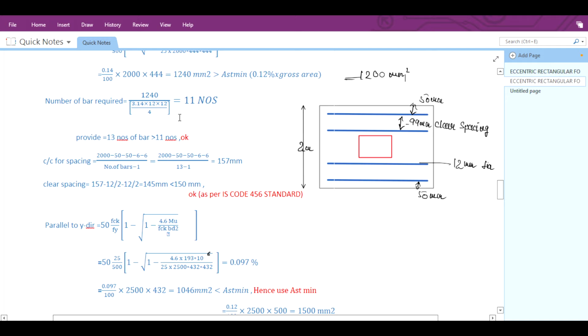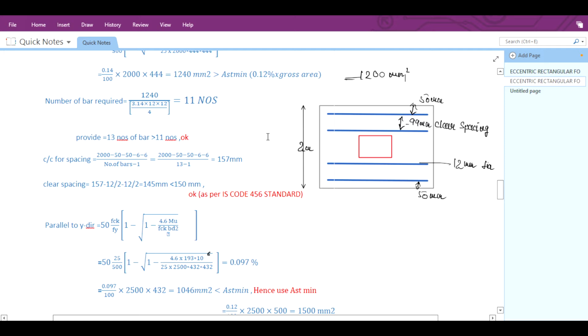Why have we taken 13, why have we not taken 11 or 12? Because it can easily pass the spacing check also. I will show you here. We can calculate the center to center spacing, so it will be 2000, that is the total width of the footing, minus cover from both the sides, minus center of bars from both the sides, that is 12 by 2 and 12 by 2, divided by number of bars minus 1. So number of bars taken as 13 minus 1. So it will come as 157 mm.